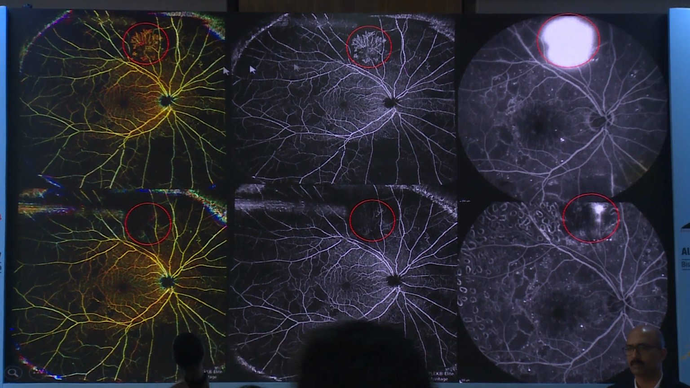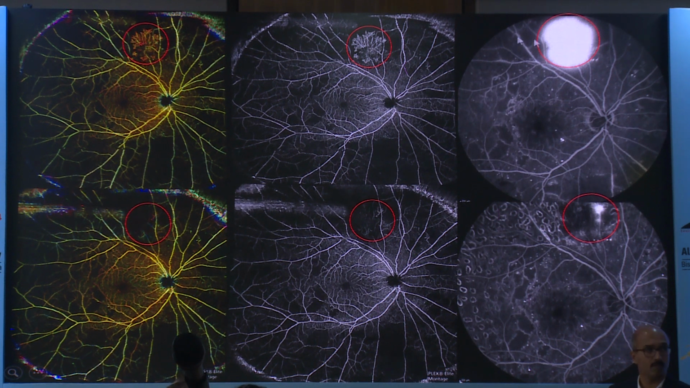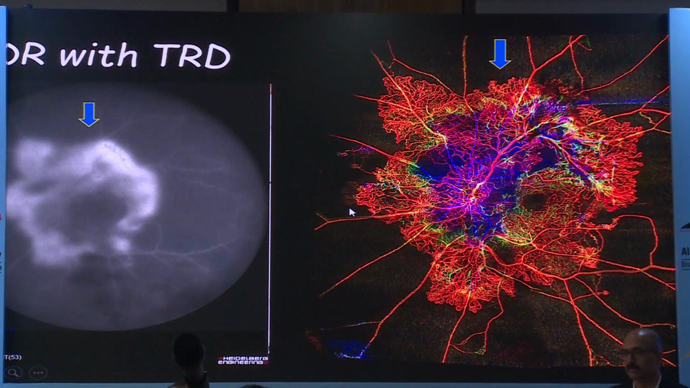So here we have compared the multicolor, the regular scan, OCTA, and this is the FFA. So you can see the leakage on the FFA, but you can't see the detail of the neovascularization. You can't see the fronds and all. But with the OCTA, you can beautifully see the details of the neovascularization and it regressing post-laser.